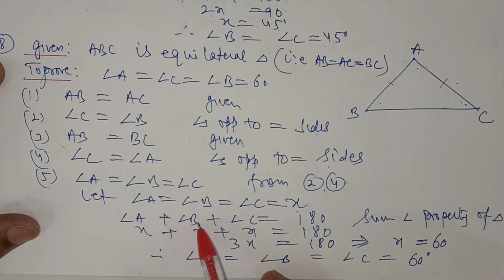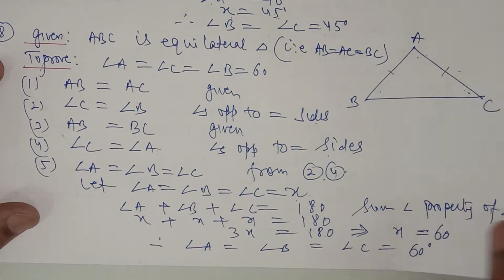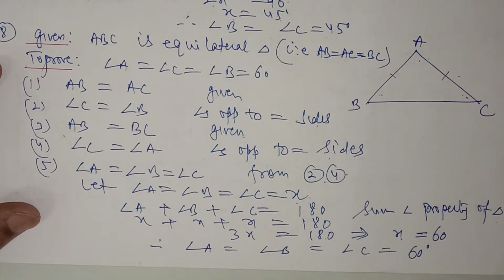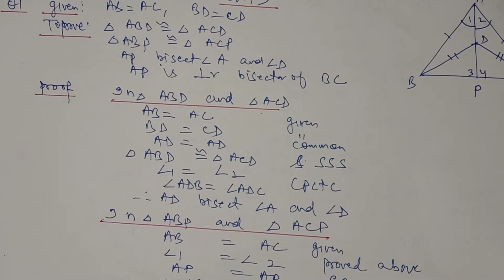So replace x in place of angle A, angle B, angle C because they are equal. So 3x is equal to 180, so x will be equal to 60. So we can say that angle A, angle B and angle C are equal to 60 degrees. That is, all angles of an equilateral triangle are equal to 60 degrees.